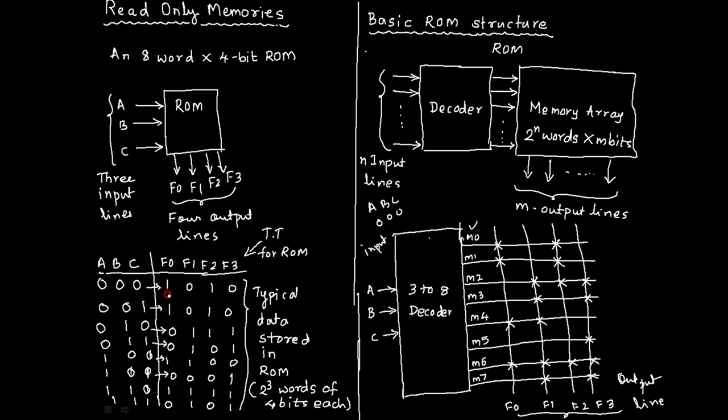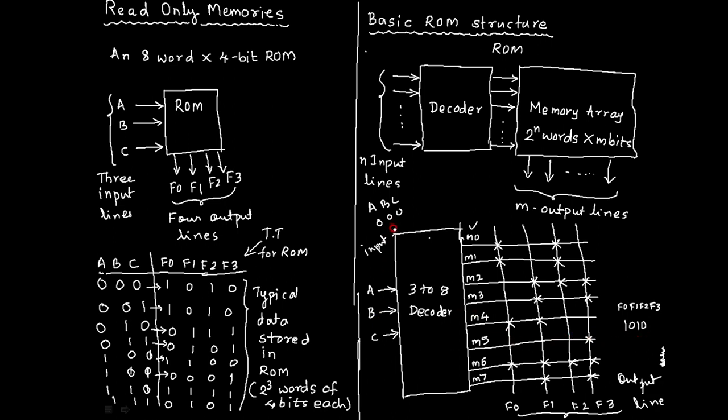In ROM, read only memory, value stored will be 1 0 1 0, and that will be assigned to F0, F1, F2, F3. F0 will get value 1, F1 will get value 0, F2 will get value 1, F3 will get value 0. So for the 0 0 0 combination, you will get output as 1 0 1 0. So here F0, F1, F2 and F3 will get value 1 0 1 0.